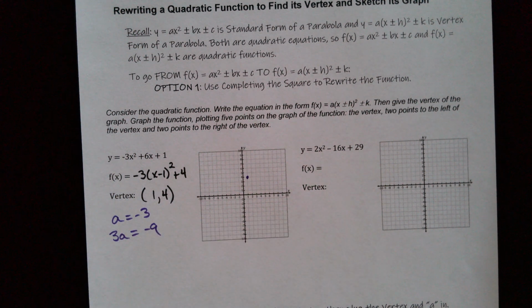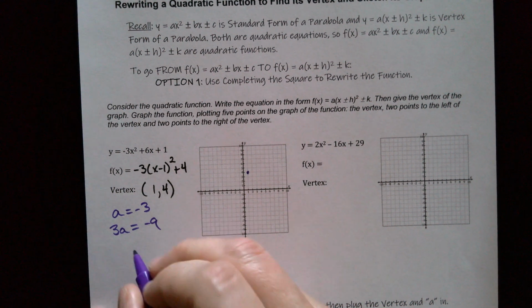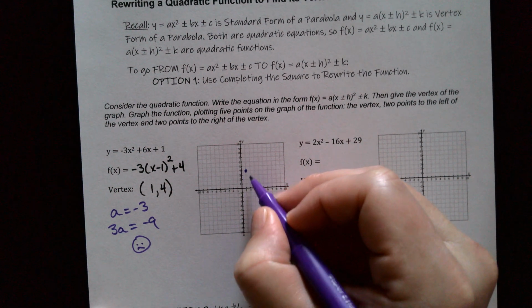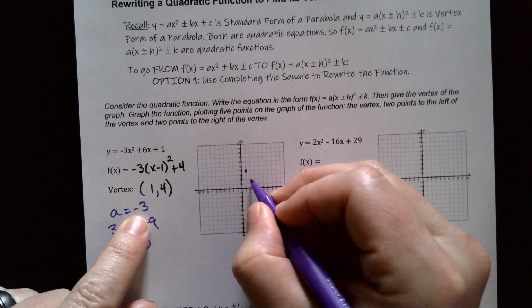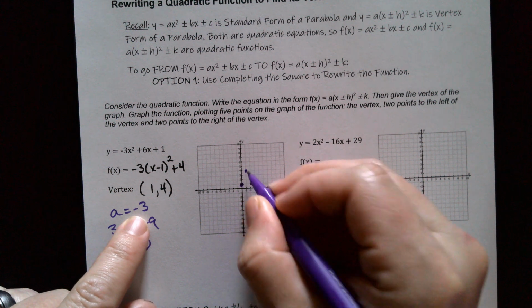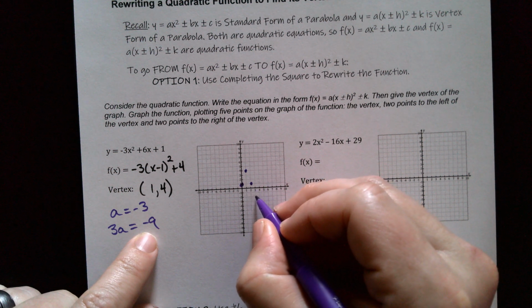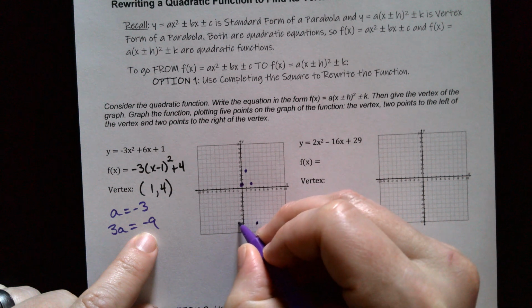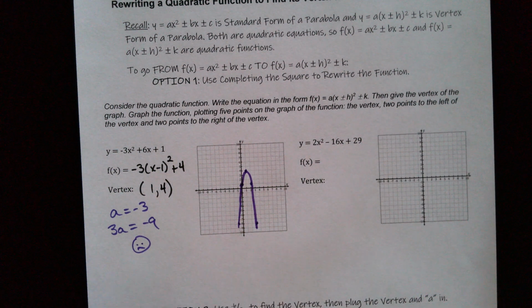If you don't know what I'm talking about, go back and watch previous videos that I've made. Our a is negative, so it is opening down, so we'll be moving over and down. Over 1, down 3, down a, which is 3: 1, 2, 3. We do the other side as well, and then over again and down 9: 1, 2, 3, 4, 5, 6, 7, 8, 9. And here is our parabola.